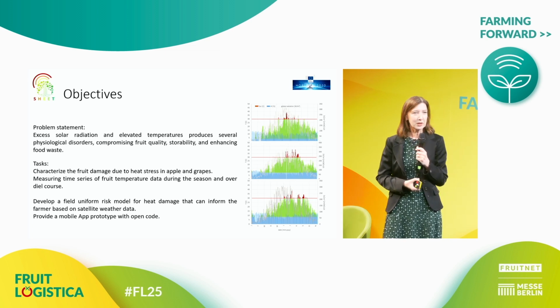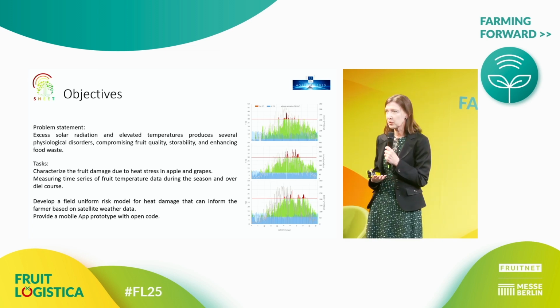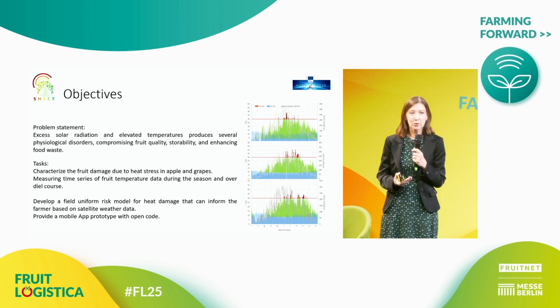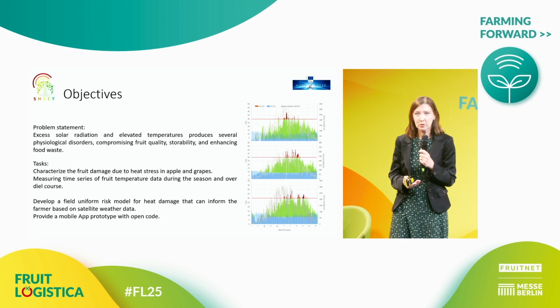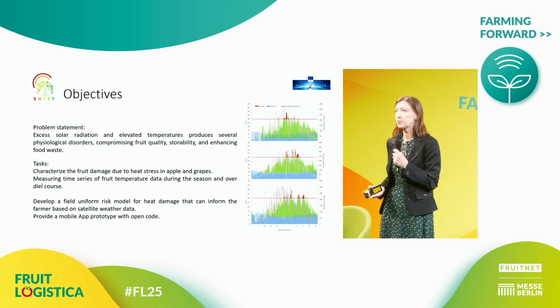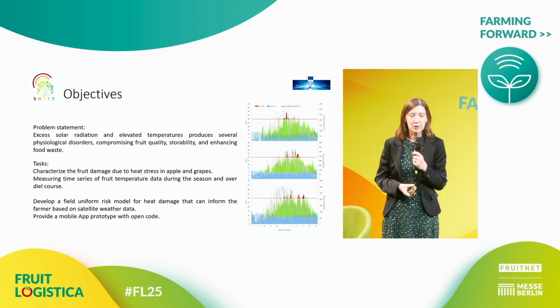So if we have a heat wave, we should somehow characterize how the spatial temperature distribution is in the orchard, because it could be that the whole orchard is affected. It could also be that only a part of it is affected, or even only part of the canopy is affected. So we were thinking, what kind of technology could we use for that?